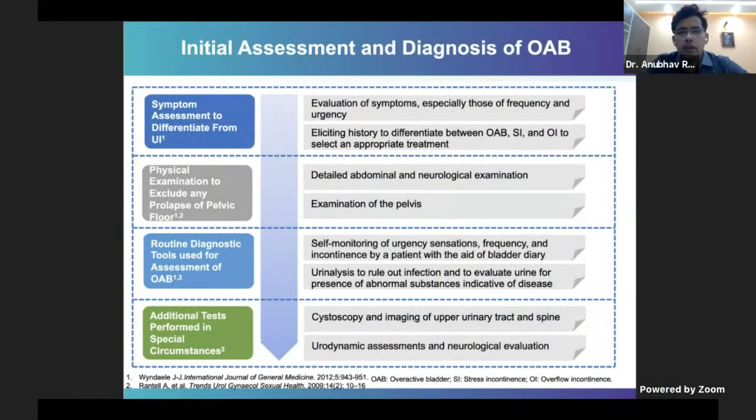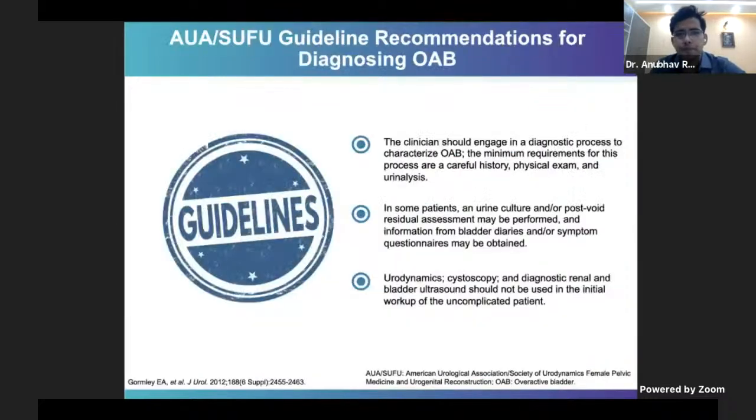After you have done a quick assessment, this is how you do symptom assessment to differentiate from other types of incontinence, examination to exclude any prolapse of the pelvic organs, and a simple test, that is urine analysis, to rule out infections. Only in special circumstances are other tests like cystoscopy, ultrasound of the abdomen, and urodynamic assessment required. Otherwise the medication can be started on simple history, examination and urine analysis.